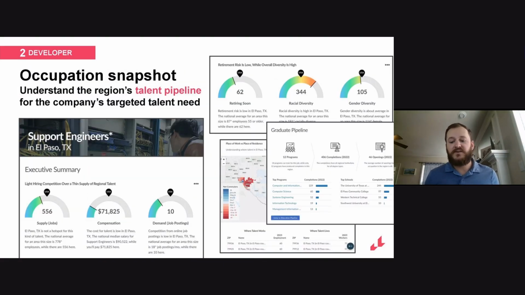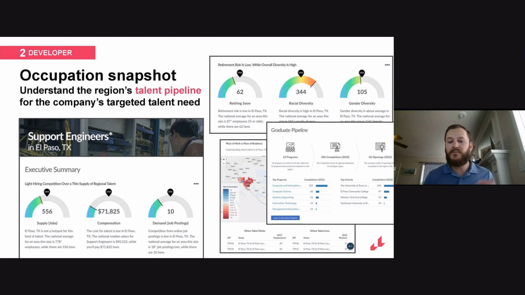Once you've identified those occupations that are required for this industry or for this specific company, it's great to understand what that occupation actually currently looks like in our region. And so we can utilize a lot of our different occupational reports. In this case here, we have the occupation snapshot to understand what the data is showing for this occupation.